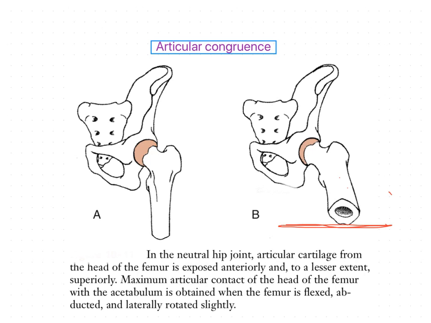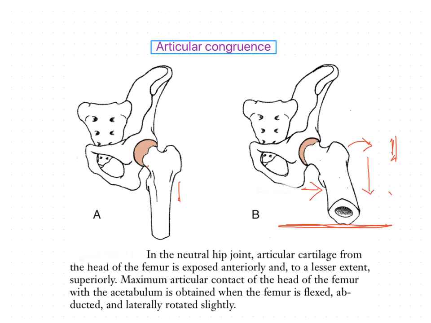Here the hip joint is under flexion, and then abduction. So flexion, abduction, and somewhat lateral rotation. Slight lateral rotation causes maximum contact between the head and the acetabulum. You can see the articular congruence is increased in this position than in this position. Commonly this position is called the frog leg position.